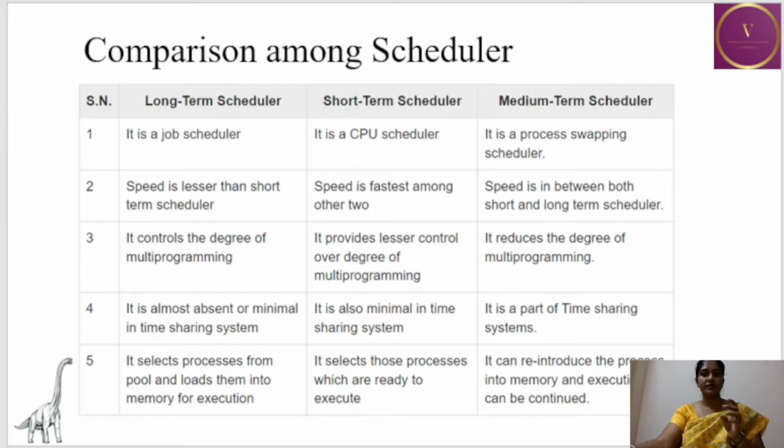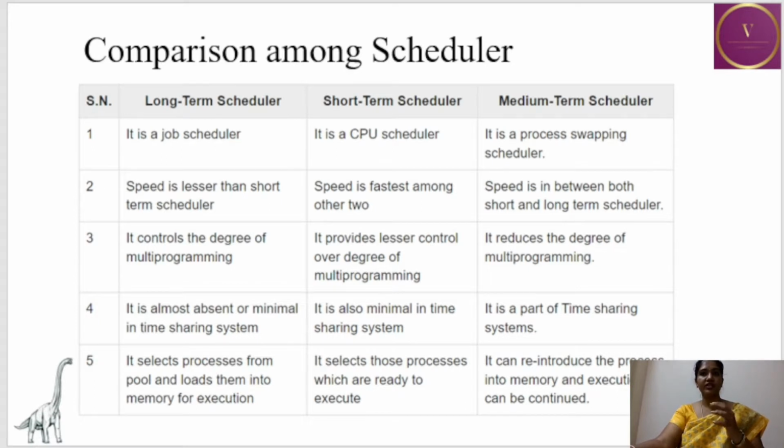The long-term scheduler controls the degree of multi-programming. The short-term scheduler provides lesser control over the degree of multi-programming. Whereas the medium-term scheduler reduces the degree of multi-programming. So the higher control is under the long-term scheduler, which will have the higher degree of control over multi-programming, whereas the medium-term scheduler reduces the degree of multi-programming.